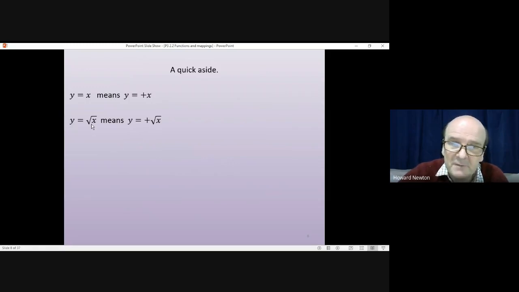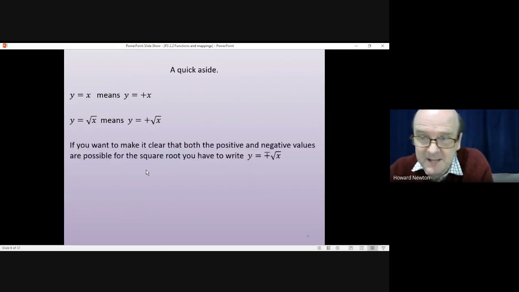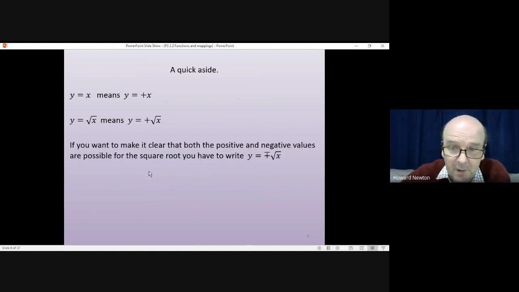I think the thing is, whenever you see square root, the first thing that goes through your head is it could be plus, it could be minus. Not in this case. If they write y equals root x, plus root x is what they mean. Now, if you want to make it clear that both the positive and negative values are possible for the square root, you have to write the plus minus. So if you write y equals plus or minus root x, then you are saying it could be plus, it could be minus. But without that, it is plus root x.